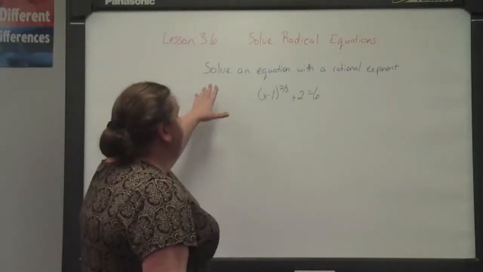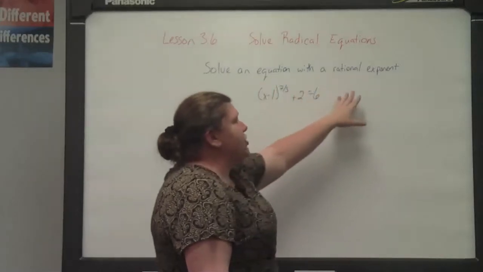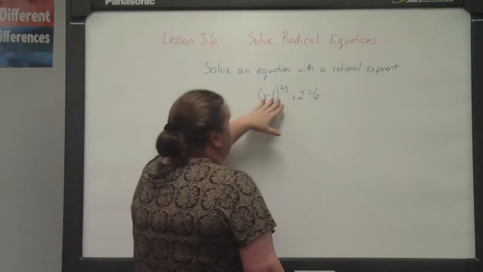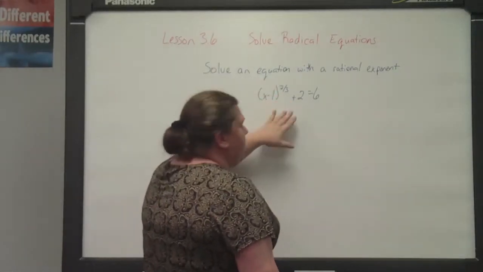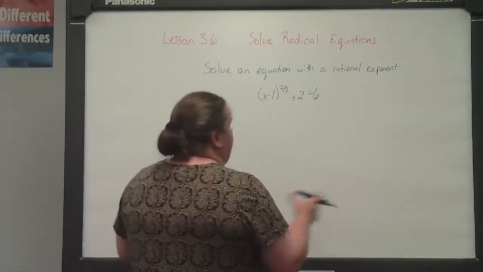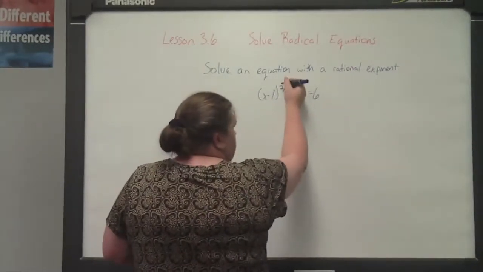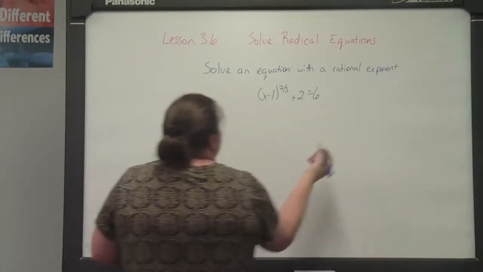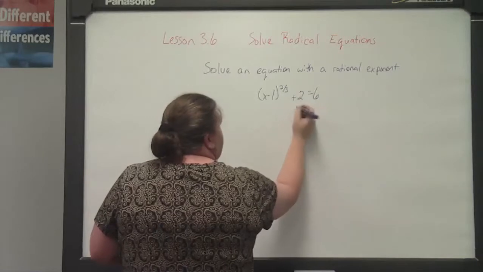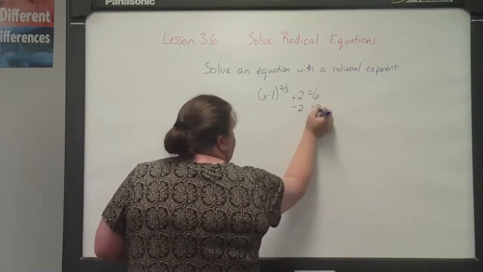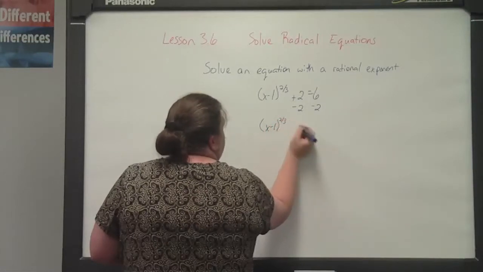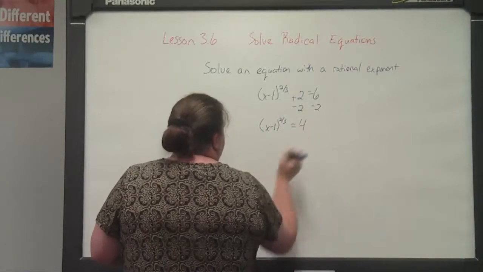The next concept we want to look at is solving an equation with a rational exponent. So what we're looking at is x minus 1 to the 2/3 power plus 2 equals 6. So again, the first thing we want to do is isolate anything with a power, which is the exponent. In order to do that, I need to move my 2. Right now it's a positive 2, so I'm going to subtract 2. So now I have x minus 1 to the 2/3 equals 4.